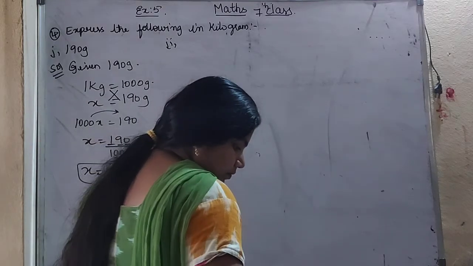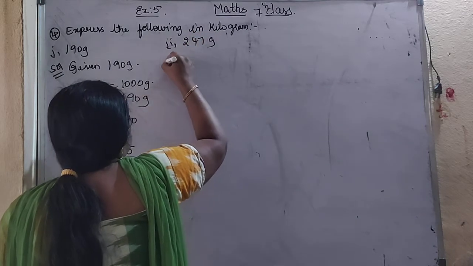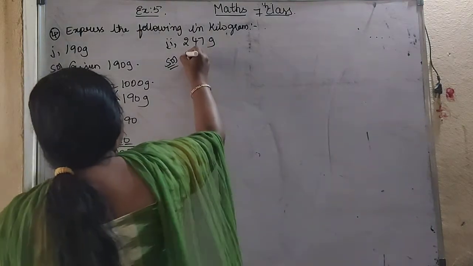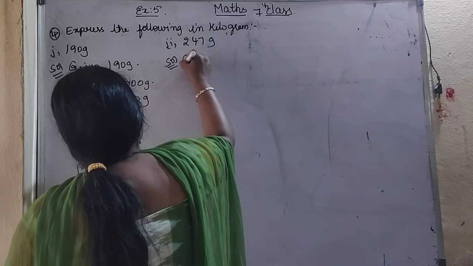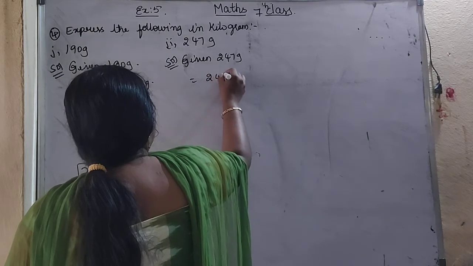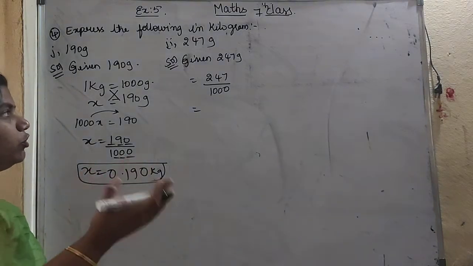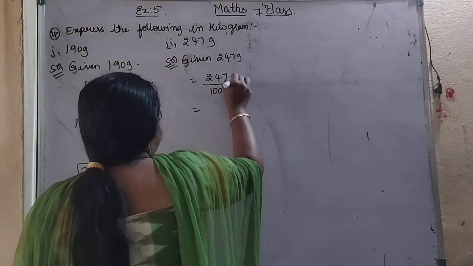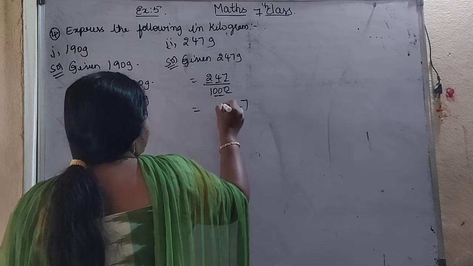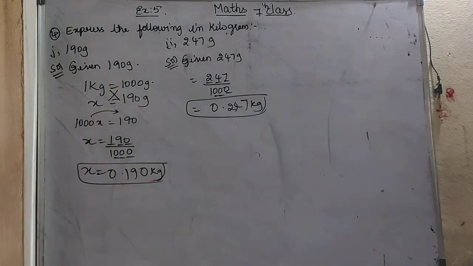Second one is 247 grams. Again we have to convert this into kilograms directly. I am dividing the 247 by 1000. Given 247 grams, we can divide by 1000. How many zeros are there in the denominator? 3. So before 3 numbers we have to place a point. First zero first number, second zero second number, third zero third number, zeros completed, numbers completed, 0. So this is 0.247 kgs.